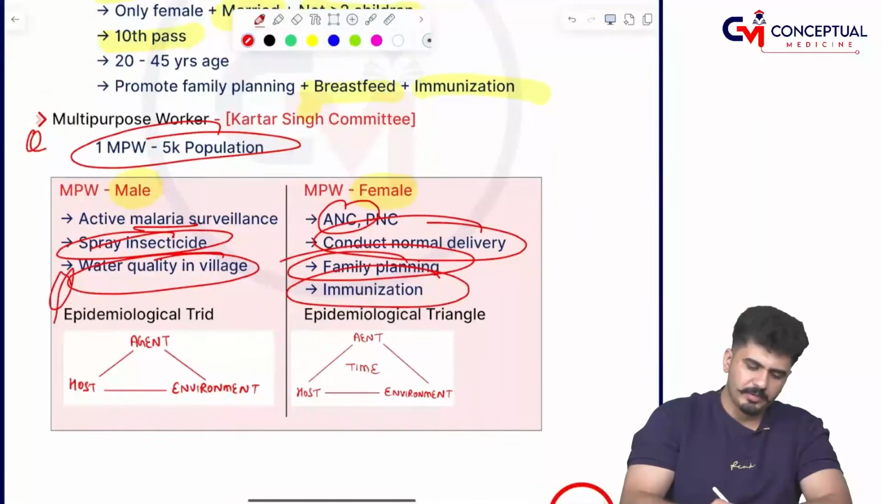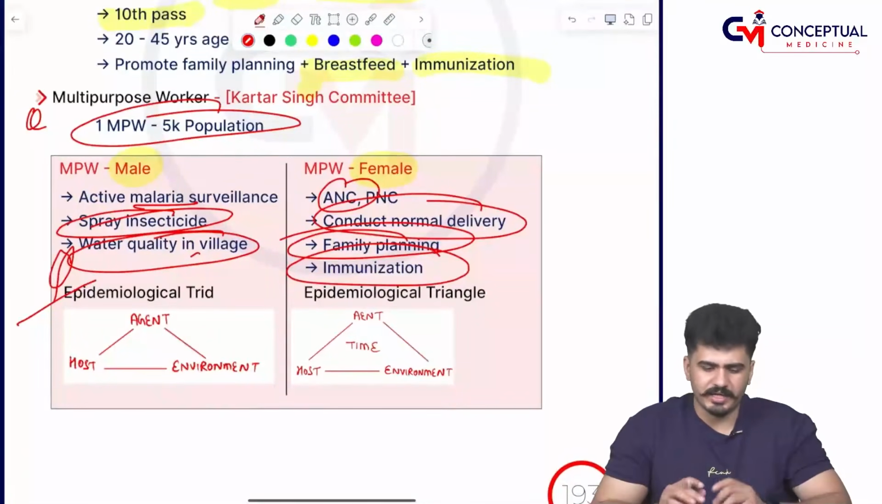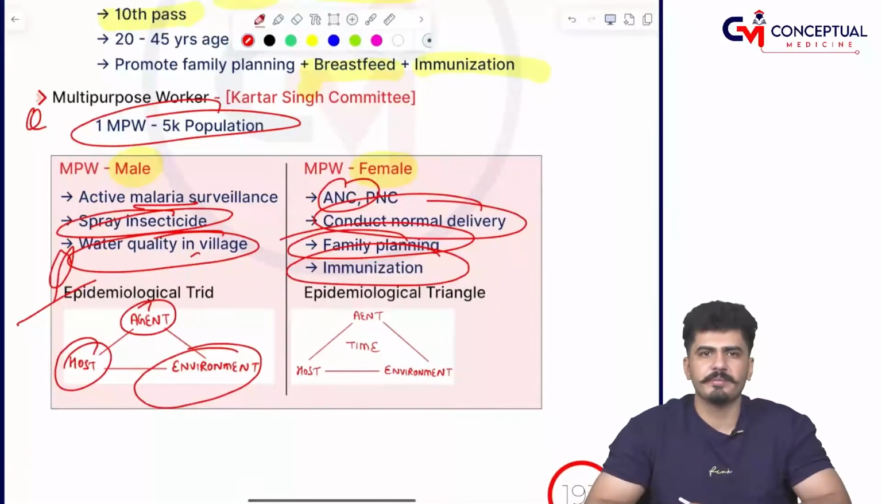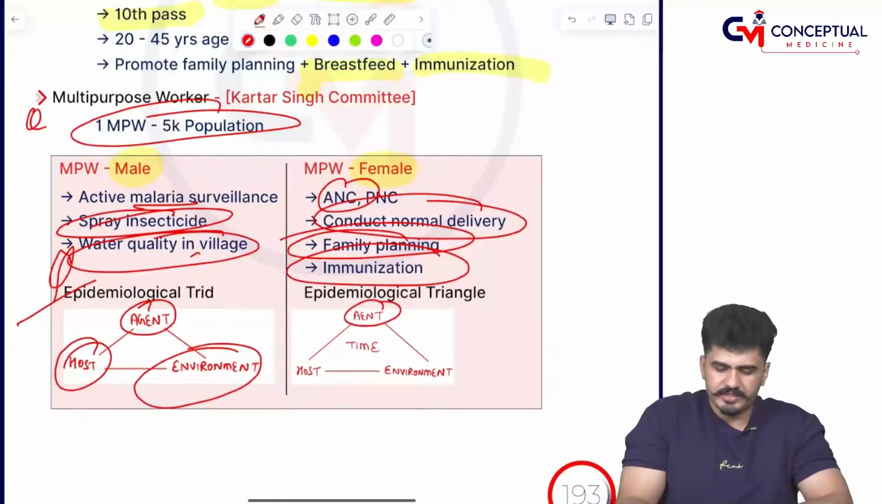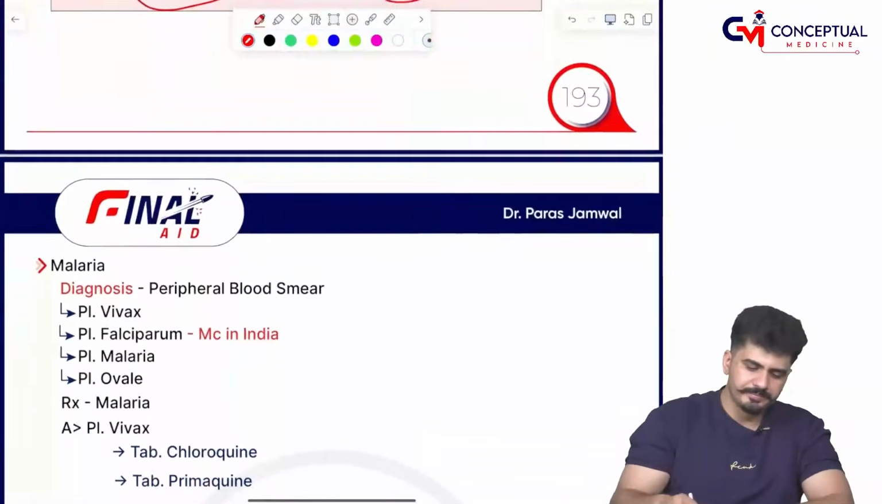Now coming to the epidemiological triad and triangle, what difference is there? The epidemiological triad has agent, host and environment. If we compare this with the epidemiological triangle, it has agent, host, environment, and time is also included.